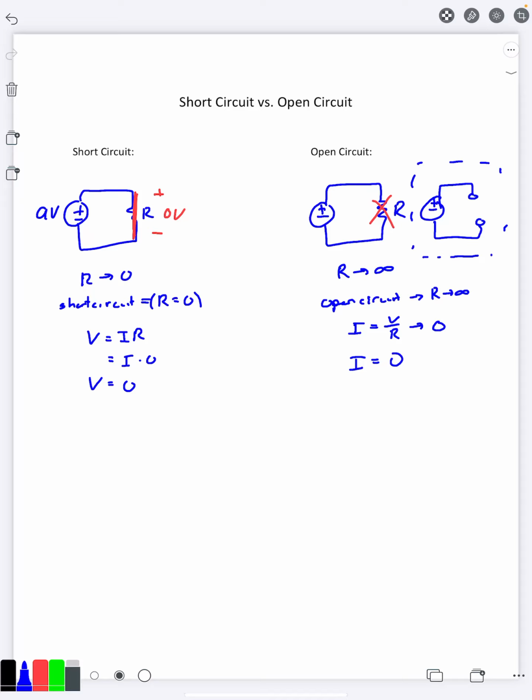But the important thing is, short circuits are like resistance 0, they have 0 voltage. Open circuits are like resistance infinity, and they have 0 current. Again, one's 0 voltage, the other is 0 current.